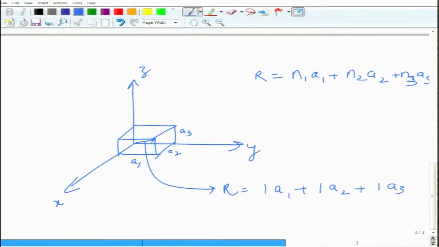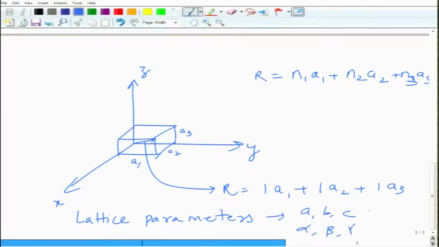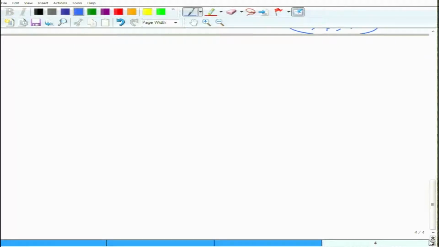The lattice parameters are a, b, c, alpha, beta, gamma. A, b, c are the lengths of the unit cell lattice translations, and alpha, beta, gamma are the angles. Now let me move to the next topic of this series, which is called primitive versus non-primitive lattice.